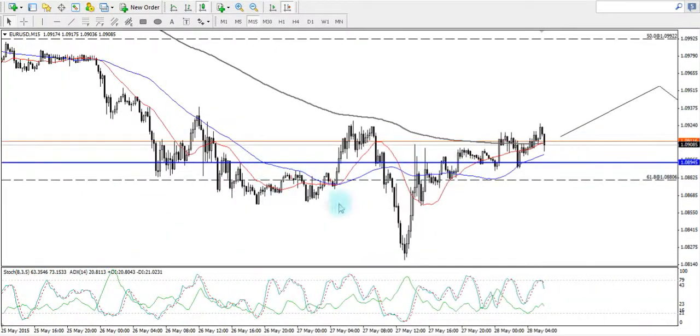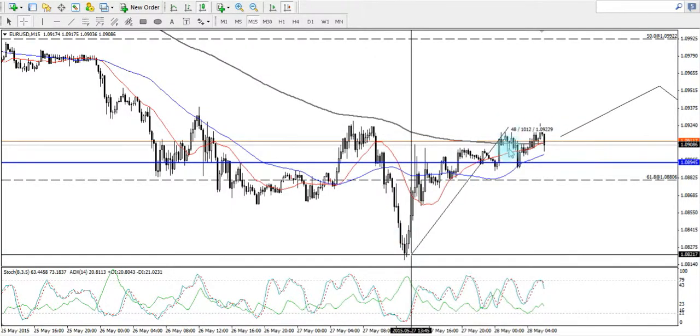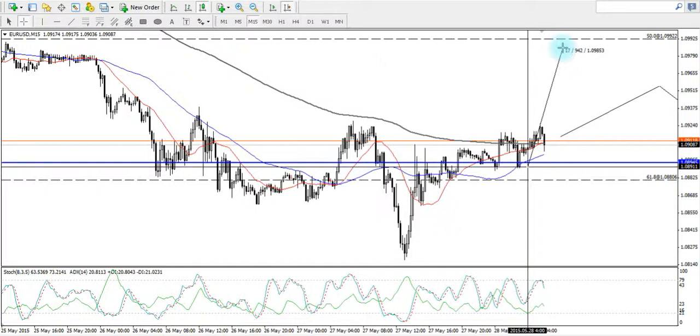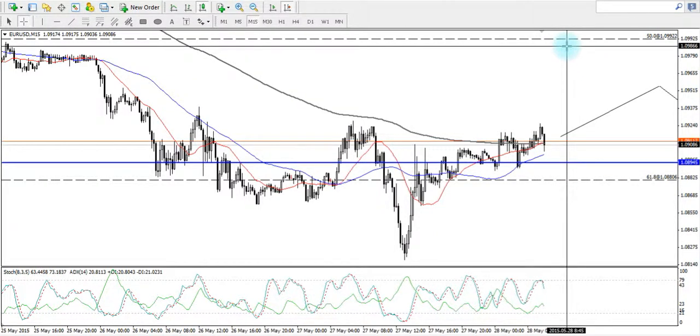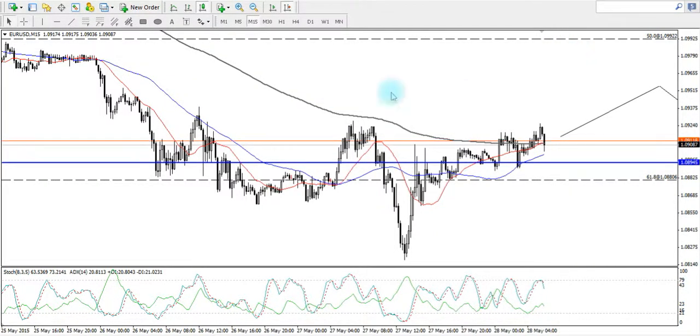However, based on the formation itself, we are expecting price to appreciate a little bit further before it really starts to fall again. Somewhere around the price of 1.0986 would be a good region to go for the short.